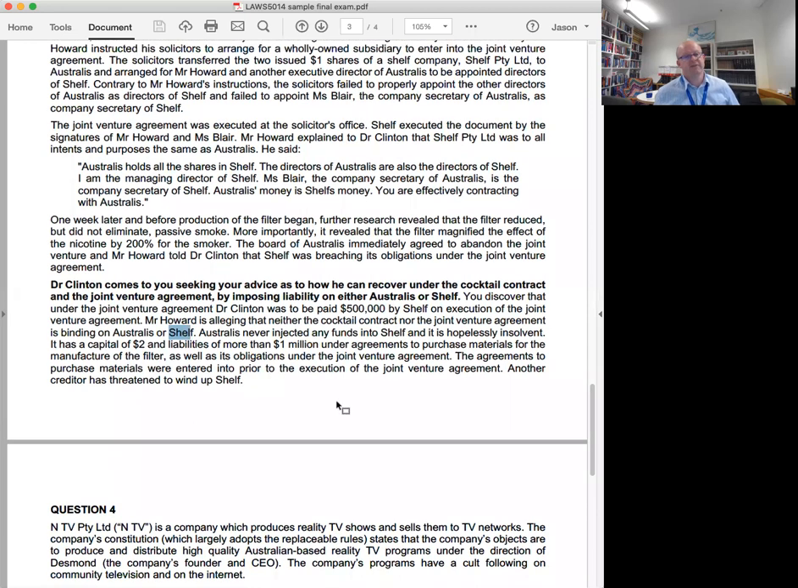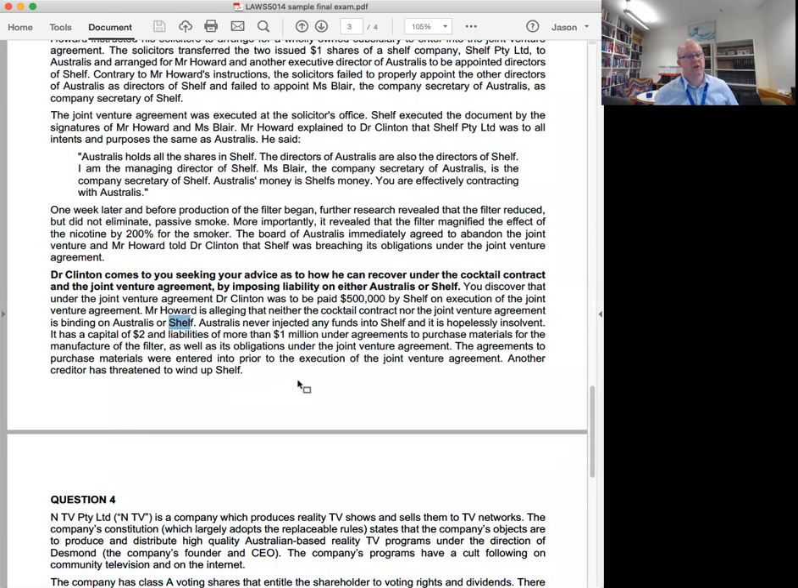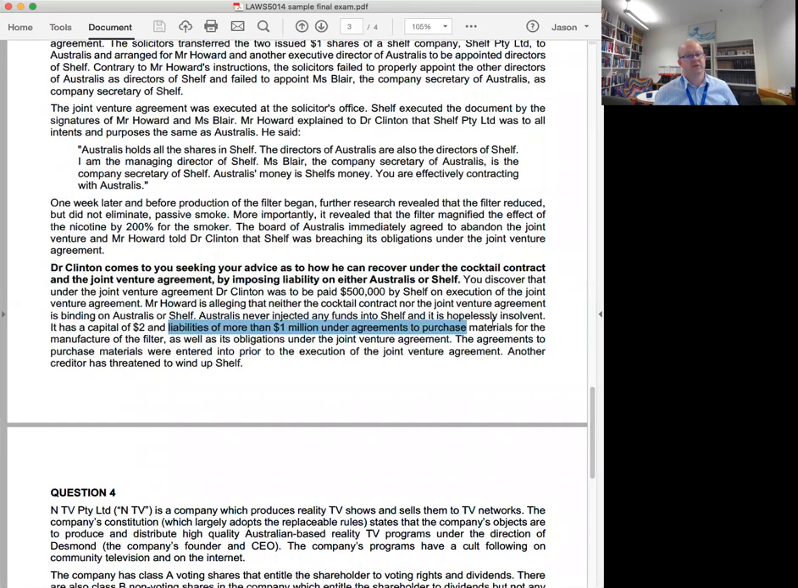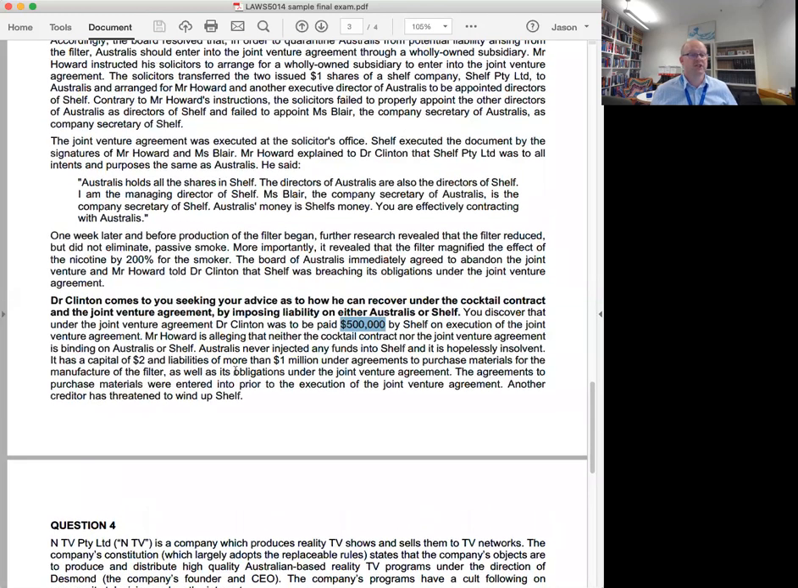Australis never injected any funds into Shelf, and it's hopelessly insolvent. It has liabilities of more than $1 million under agreements to purchase materials for the manufacture of the filter, as well as its obligations under the joint venture agreement, which would include that. So it's possible that Shelf is engaging in insolvent trading.